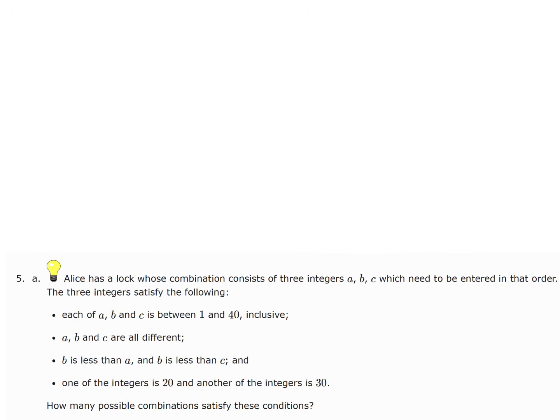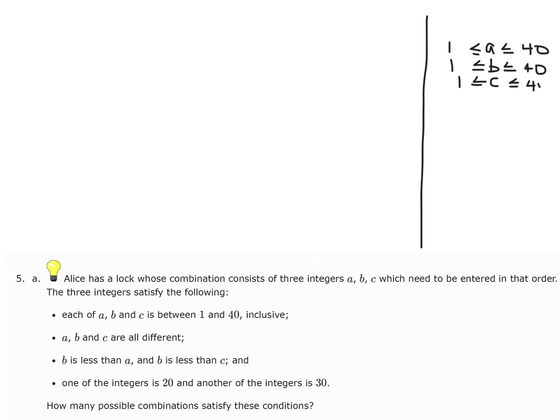Okay, let's go through this one by one, see what we can do. First, I'm going to summarize on the side what the conditions are. So a is between 1 and 40. Is that right? Yeah, and so are b and c. Okay, that seems pretty straightforward.